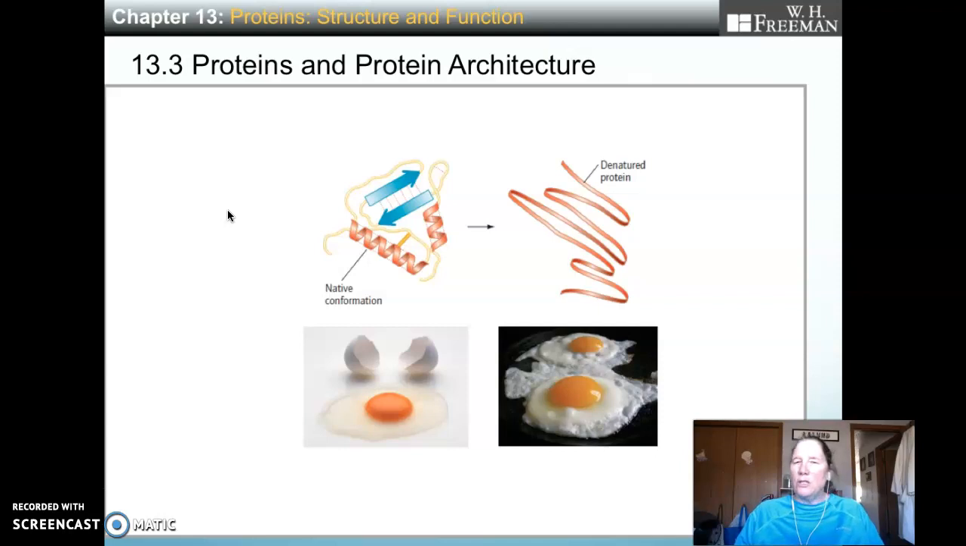Sometimes it's reversible. It depends on what caused it. But again, heat, pH, mechanical agitation, all these things can change the structure of the protein. And anytime you change the structure, you change its function. They're very, very specific, and you don't want to mess with that. And anytime you do mess with that, that's called denaturing. And I think we're going to quit right there.